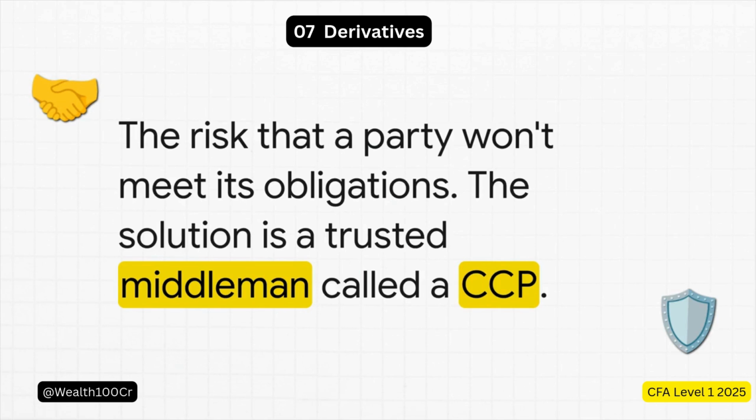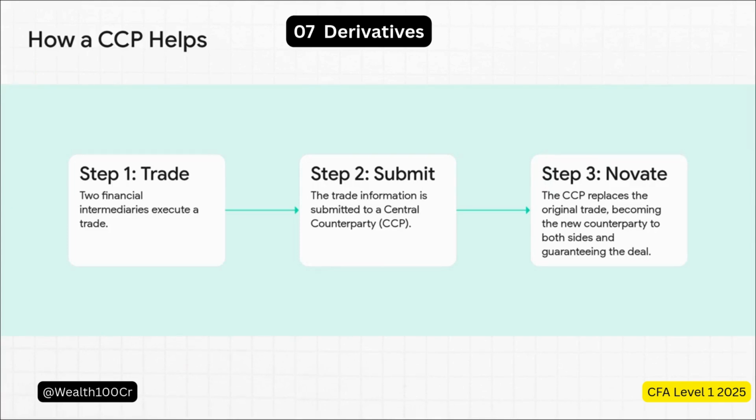So to solve this problem, people came up with a clever idea. They brought in a trusted middleman. This middleman is called a central counterparty, or CCP for short. The best way to think about a CCP is like a respected elder in a village. Imagine two people in the village make a deal. To make sure nobody cheats, they both give their money or goods to the elder for safekeeping. The elder then guarantees that the deal will be completed properly. The CCP does exactly this.